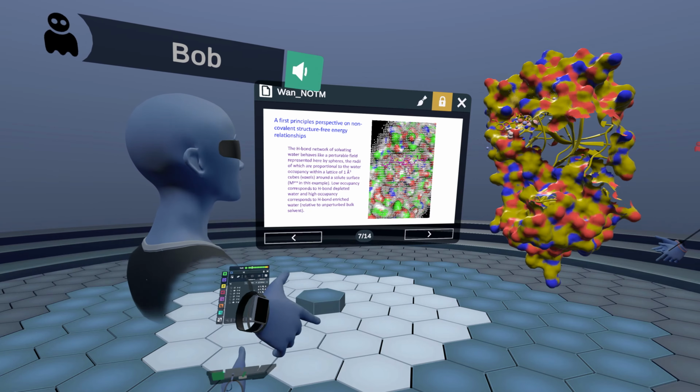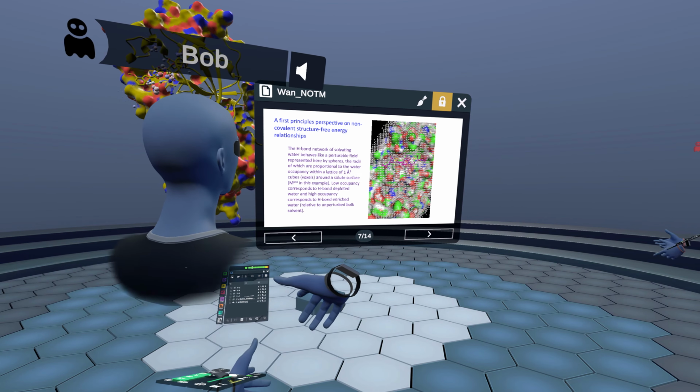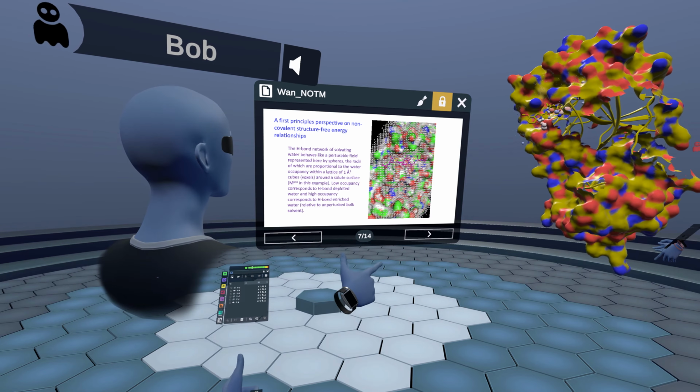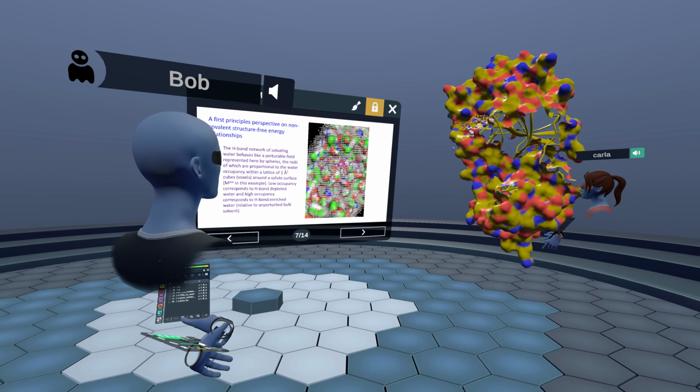Bob, I have a question. Yes, sure. How does this, or does it even, relate to the solvent-accessible surface area that people like to compute?